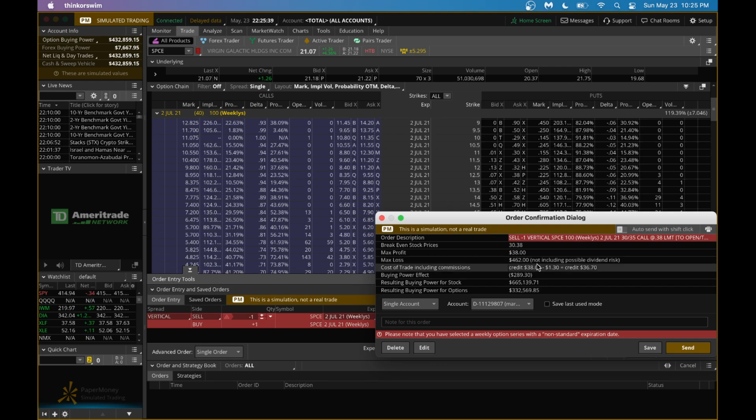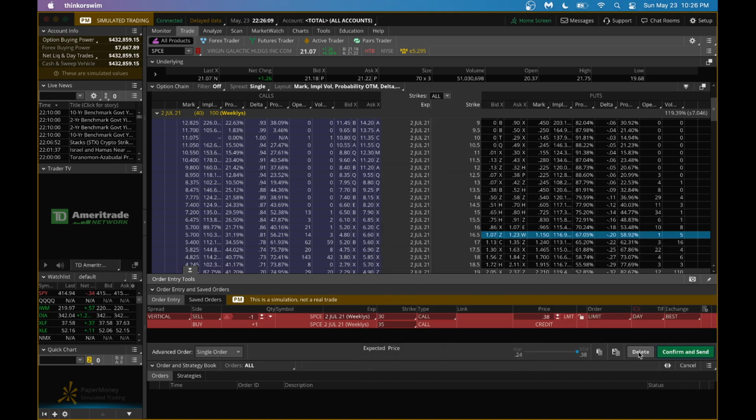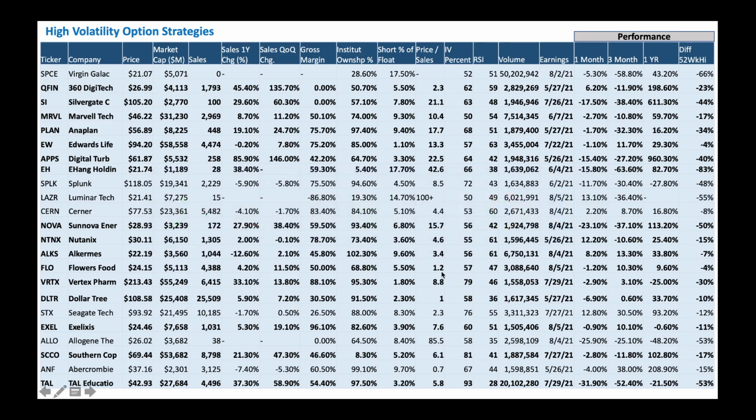So your buying power reduction is a little high here, 289. You'll get $38. If the stock stays within $30 by 40 days, you get to keep this $38. And you don't need to wait till the end. As you make profit, you can just buy this back also. So with that, this is one more idea. You could do both if you want to. So with that, let's go back here to the chart.